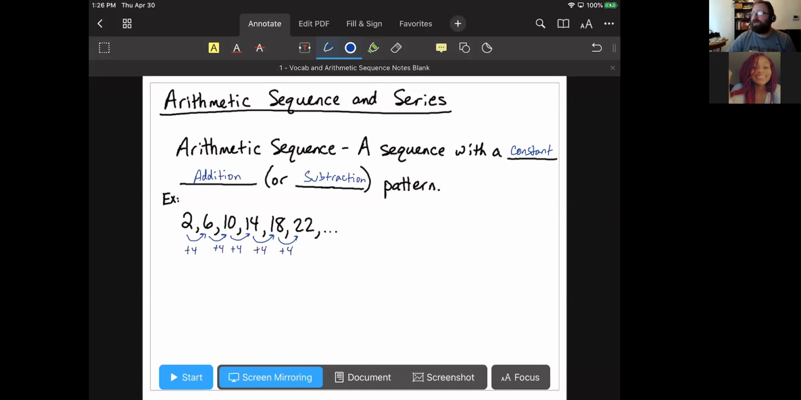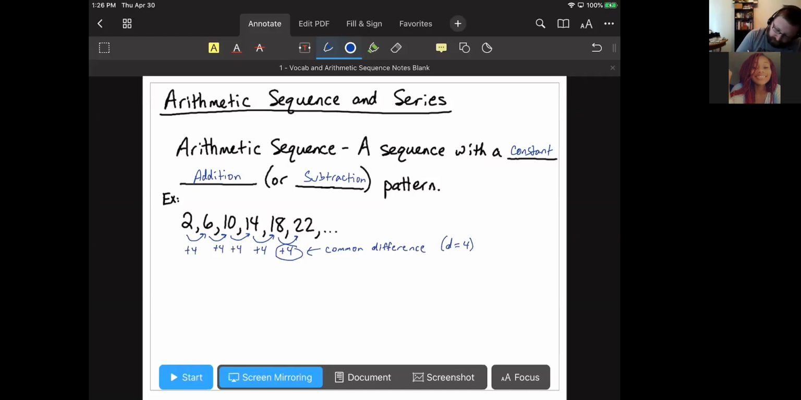Okay, so we need to talk vocab a little bit here. First of all, we've already said it once, but I'm going to say it again, that 4 is the common difference, which we're going to represent with the lowercase letter d. Okay?